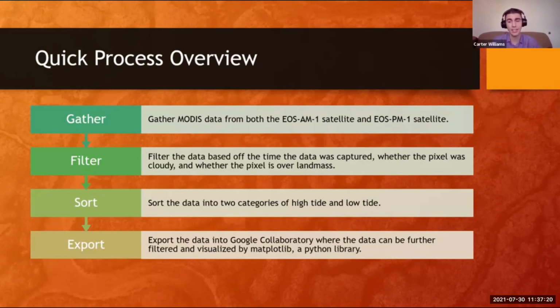So next, that data is sorted into a high tide data set and a low tide data set. And finally, that data is exported into a Google Drive where I can then access it in Google Collaboratory to visualize. Google Collaboratory in this case is kind of serving as the meeting point for all the data that I collect, which is the satellite data, the tidal data, and the streamflow data.